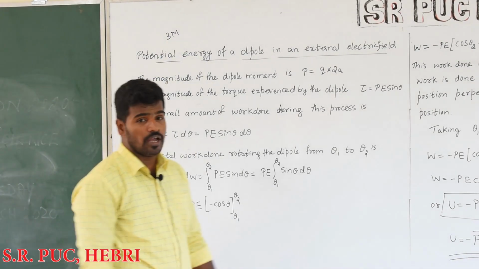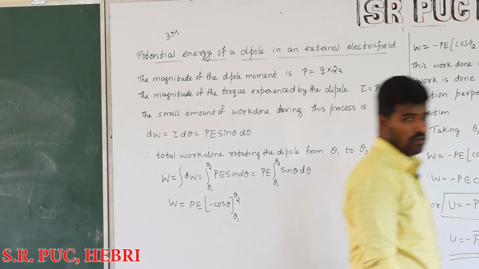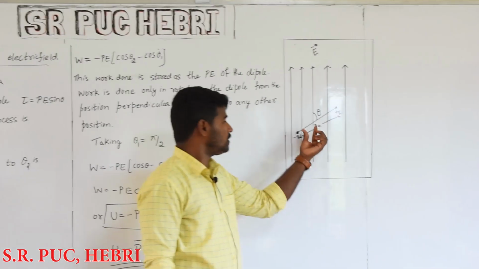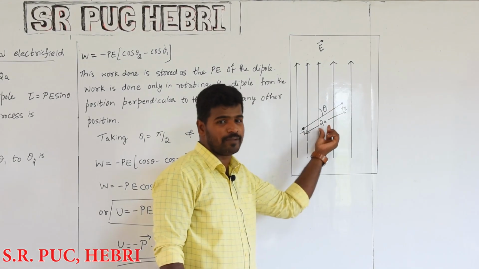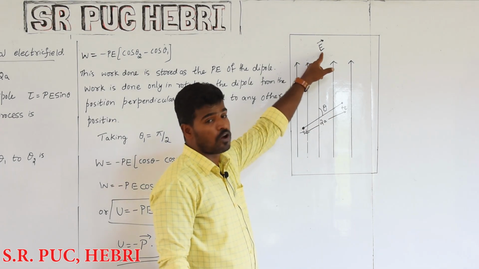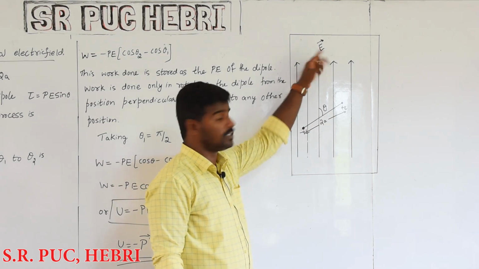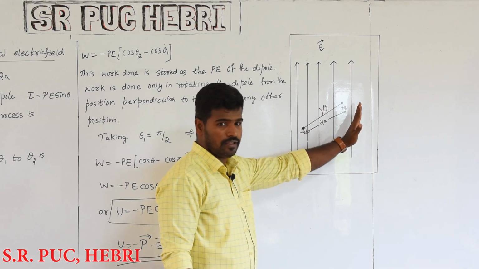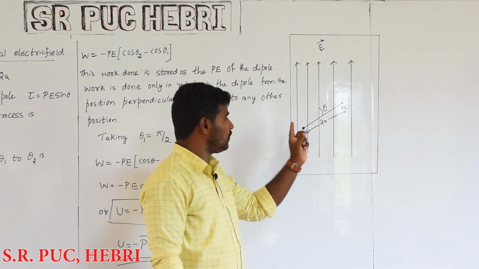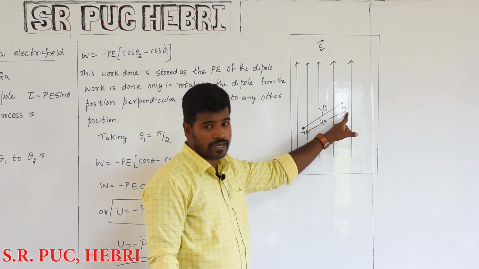In that, consider a dipole with the charges minus q and plus q separated by a small distance 2a, placed in an external uniform electric field called E vector. The lines I have drawn here represent the uniform electric field in which we have placed the dipole.